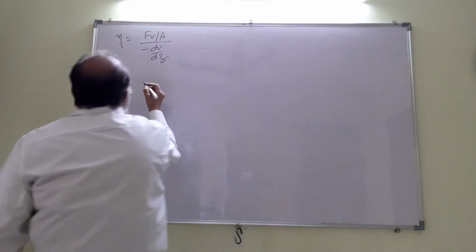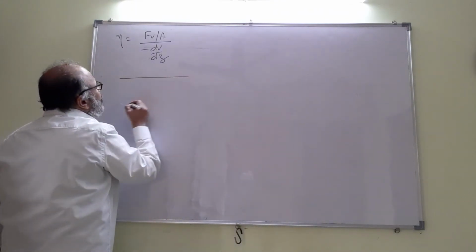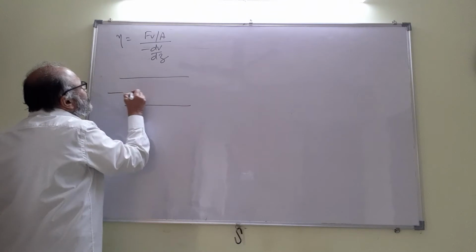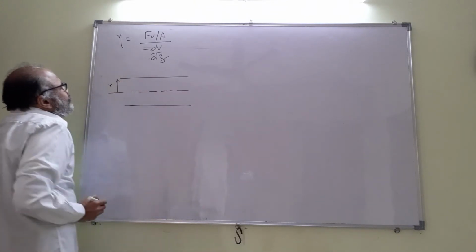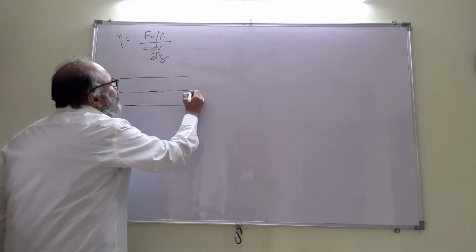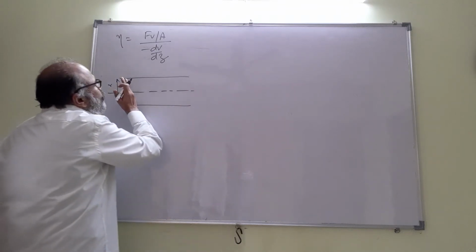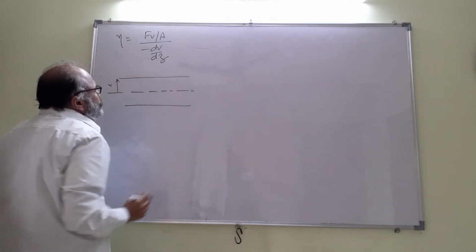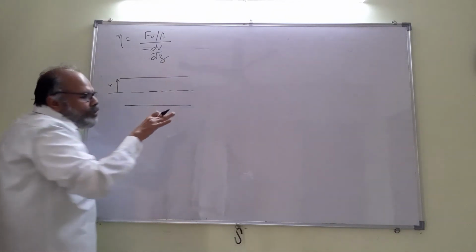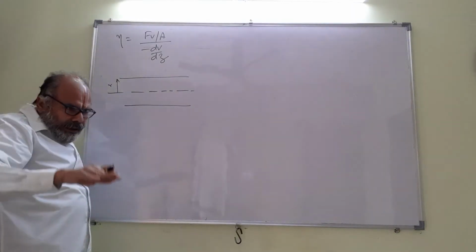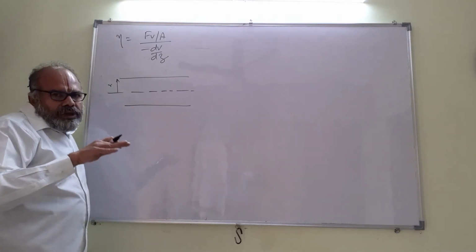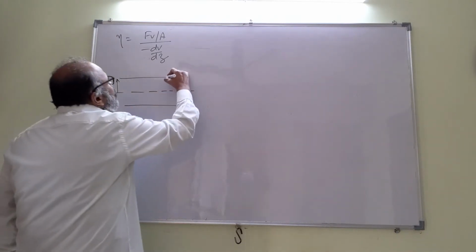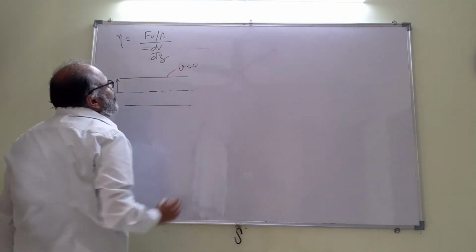Yes, let us take a capillary tube, and this is the axis of the capillary tube. The radius of the tube is R. There is a viscous fluid flowing through this. Now the velocity of the fluid in contact with the inner curved surface of the capillary tube is 0. The velocity will be 0 here.